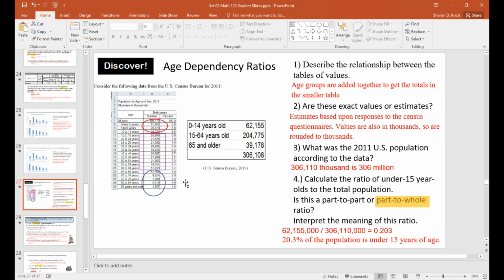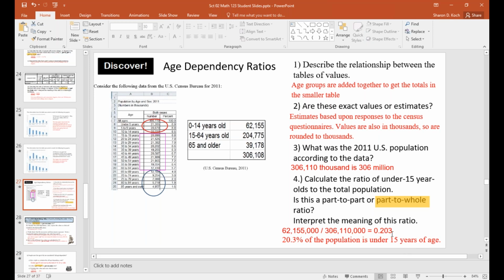Okay, so these are estimates based on the U.S. Census. When it talks about can we calculate the ratio of under 15-year-olds to the total population, so we're going to say the children to the entire population. If we're comparing this, it's okay to use the abbreviated form of the number because all of these are abbreviated. So if I take that and divide by the entire population, I get 0.203.